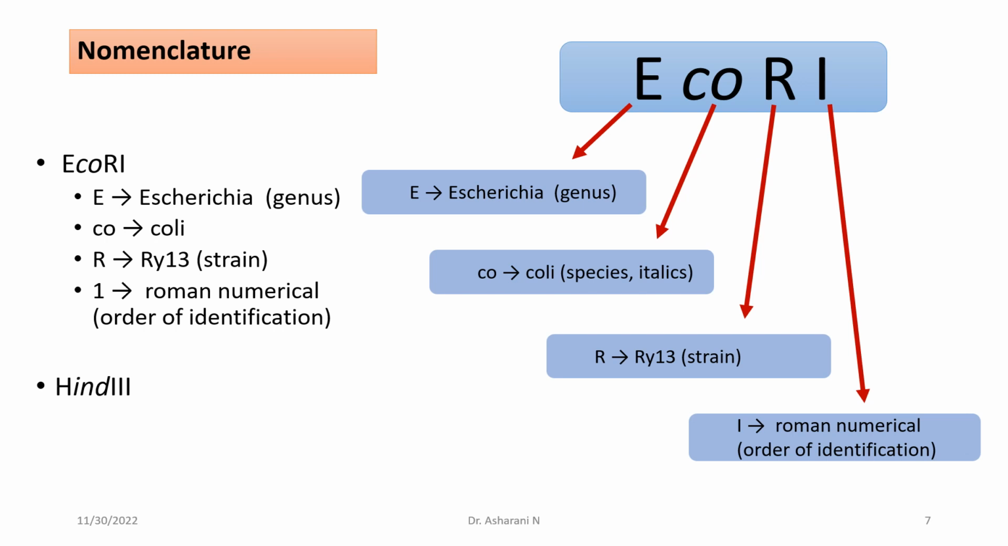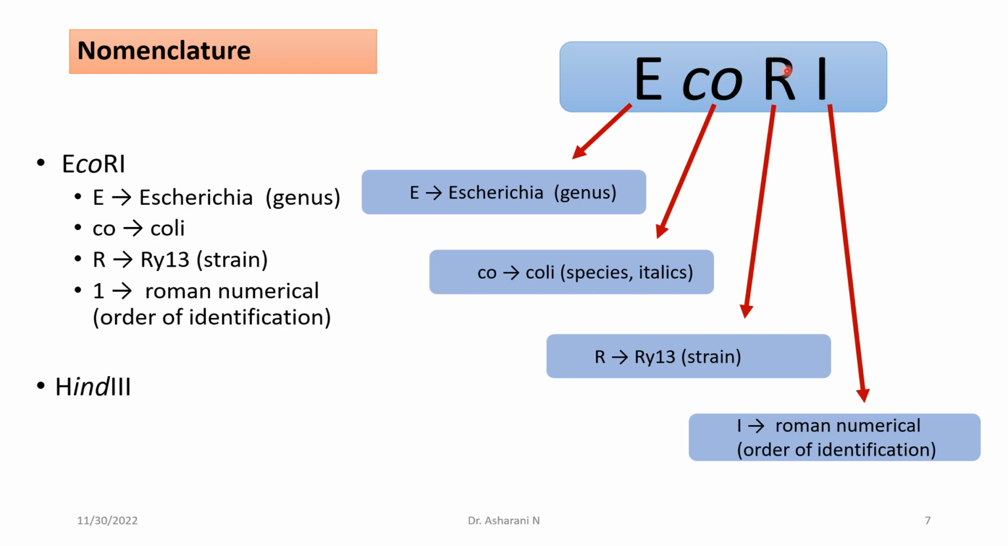They are named in a pattern. For example, we take this very important restriction endonuclease, EcoR1. It is not RI, it is R1. The first letter, written in capital, denotes the genus. So E stands for Escherichia. And this co, in italics, denotes the species, coli. So it is Escherichia coli.